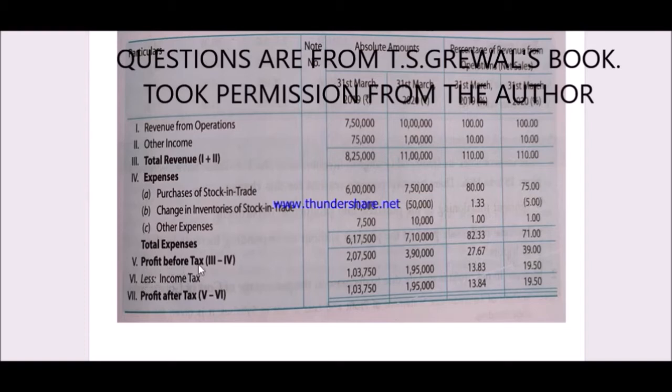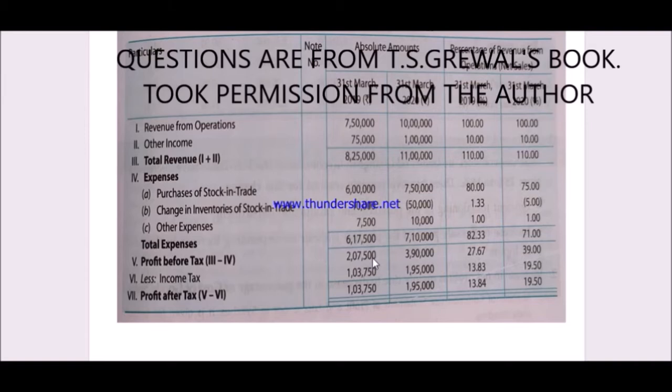How to calculate the profit before tax? Item 3 minus item 4. So what is item 3? Item 3 means total income, 8,25,000. Now we deduct item 4. Item 4 is the total expenses. So how will we get this profit before tax? Total revenue minus total expenses. How much will you get? 2,07,500. So this is the profit before tax. Now, how will we get this percentage?